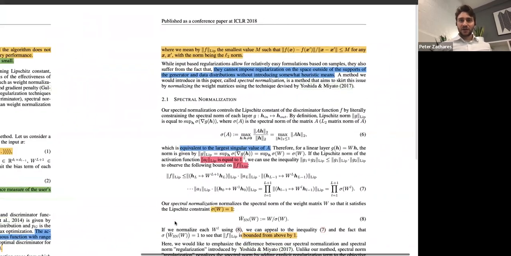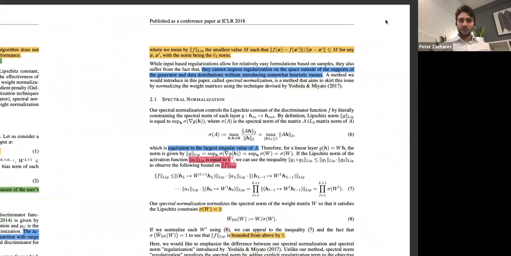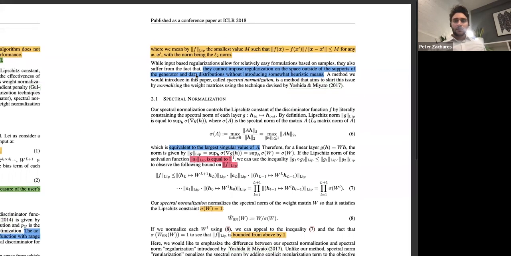So what is Lipschitz continuity? It's defined up here. It's saying that basically if there's a difference between two inputs, and then you pass them through some function, the difference between the two function outputs is bounded by some M, which is less than infinity, where M is the Lipschitz constant of the function. And it's the smallest value, or the maximum change you can see between two outputs.